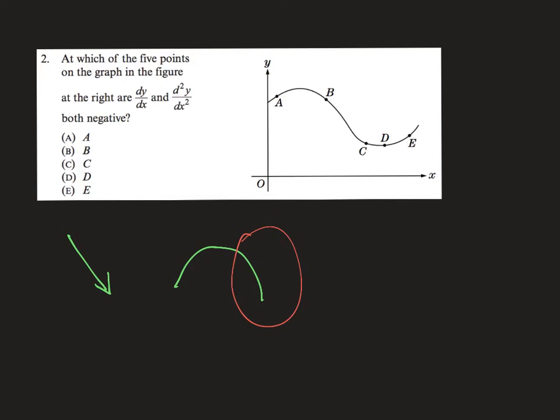As you go through and check out these points, letter B should pop out to you as the point which fulfills both of those requirements. The function is decreasing there, and the shape is concave down. So I'm selecting letter B, which happens to be point B. Piece of cake, right? Let's move on to the next one.